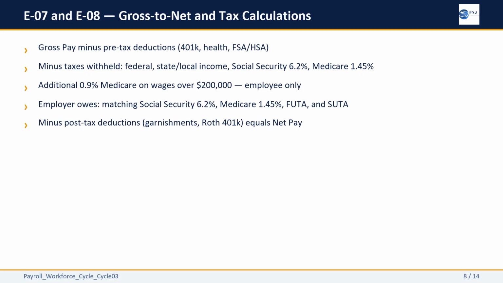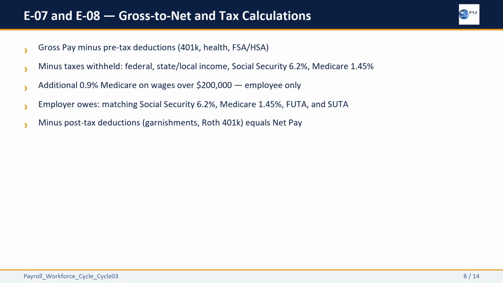Let's walk through how a paycheck is actually built. You start with gross pay. Pre-tax deductions come off first, things like 401k contributions, health insurance premiums, and FSA or HSA contributions, which reduce taxable wages. Then taxes are withheld. Federal income tax per the W-4, state and local income tax, Social Security at 6.2%, and Medicare at 1.45%.